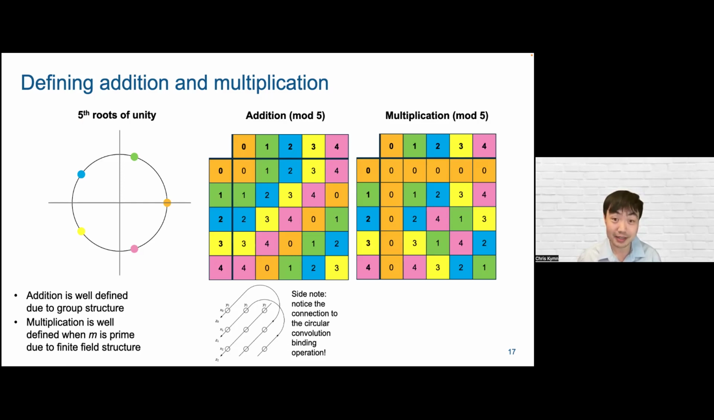And the nice thing about these prime numbers is that you can think about the finite field properties of finite fields when the numbers are prime. So what that means is that let's start with the addition case. The addition case is well defined because of the group structure between these different elements, in that each of these elements that we're going to have has a nice inverse.